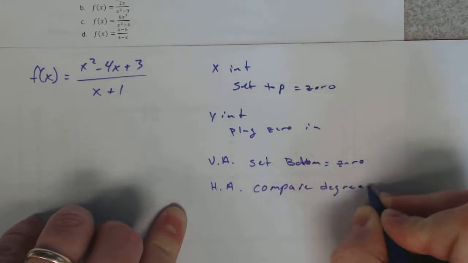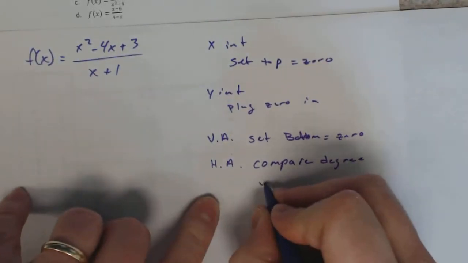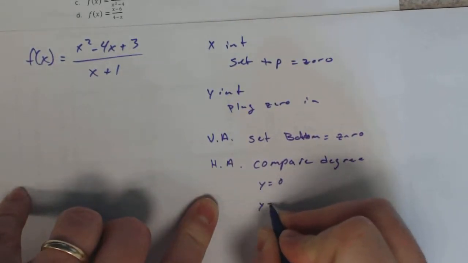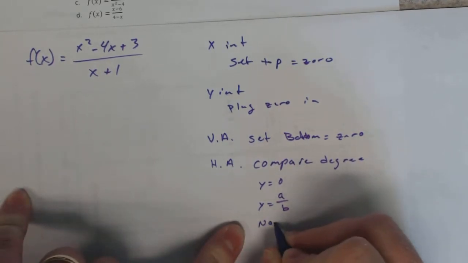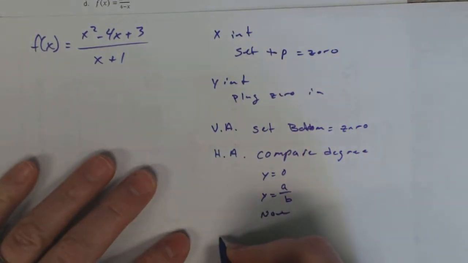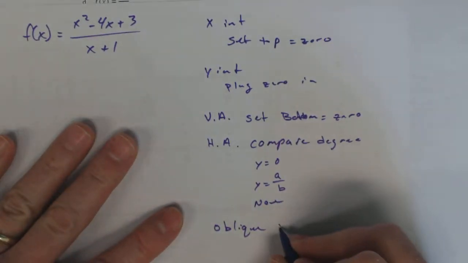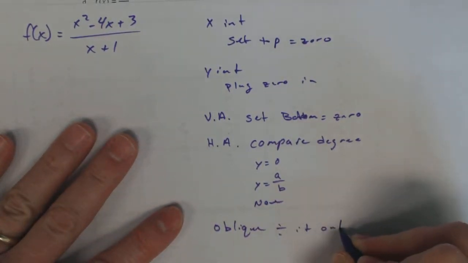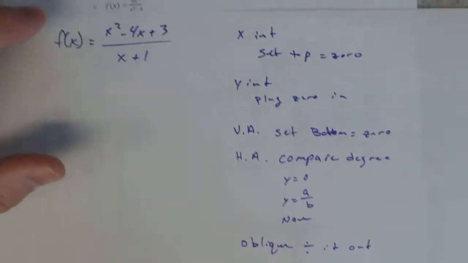This might be a part 2 where you need to sit down and write out what happens in each occurrence. When is it y equals 0? When is it y equals a over b, the front coefficients? When is it none? And then sometimes you have an oblique asymptote, and if so, you're going to divide it out. You need to write down here, when do I have an oblique? And we covered that in the previous question.